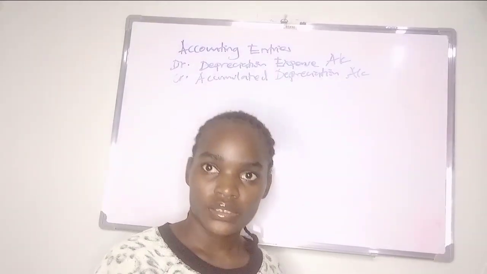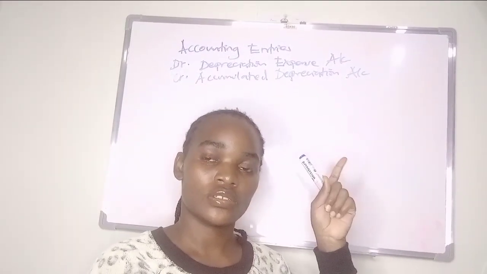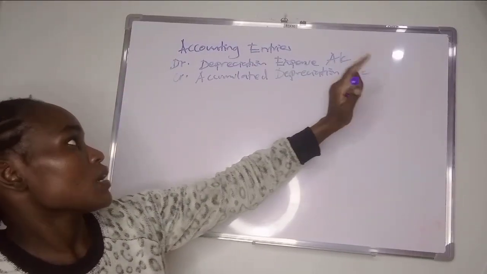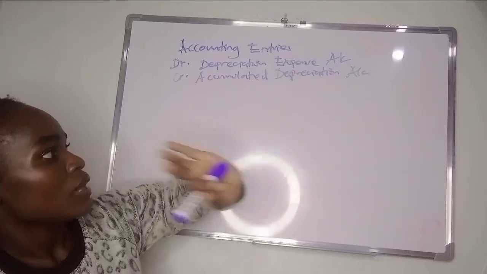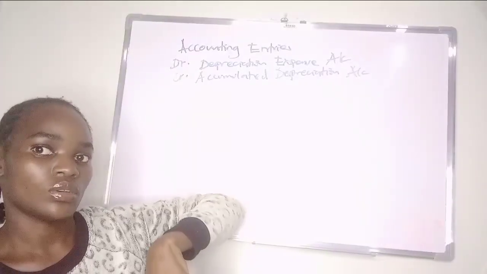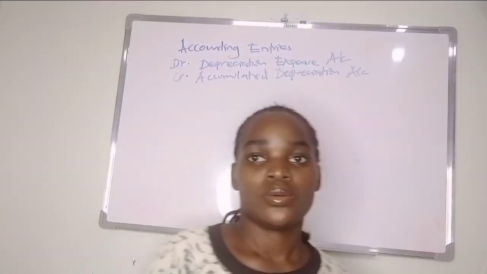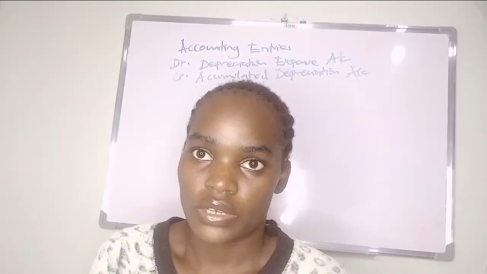Then the accounting entry for depreciation: we debit the depreciation expense account, and then we credit the accumulated depreciation account. That is the accounting entry when it comes to depreciation.